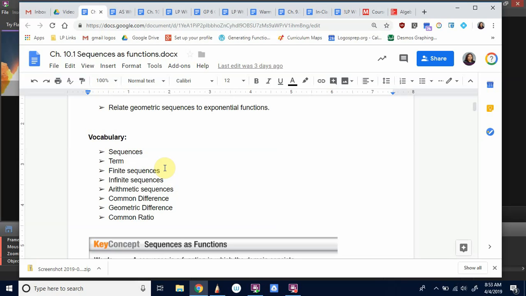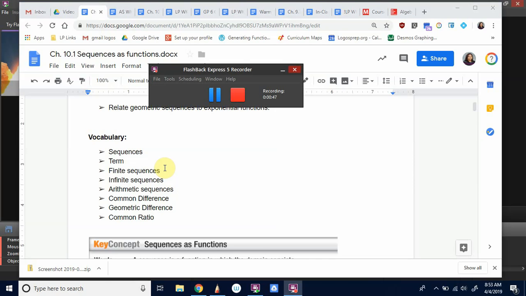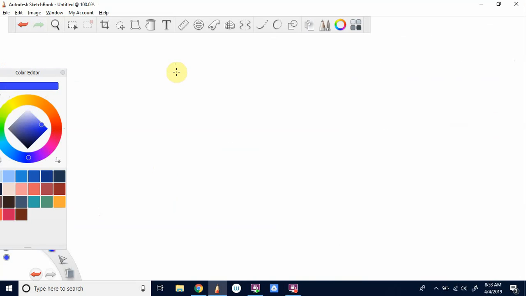A finite sequence is a sequence that contains a limited number of terms. For example, I could write, using a brace, -2, 0, 2, 4, 6. This is a finite sequence because I have exactly 5 terms and only 5 terms.